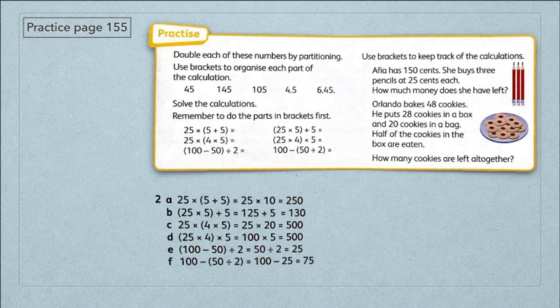E. Bracket 100 minus 50, divided by 2. First inside the bracket, 100 minus 50, 50. Divided by 2, 25. The second one is 100 minus bracket 50 divided by 2. 50 divided by 2 makes 25. And 100 minus 25 will make 75. Please check your answers to make sure you've done them right.